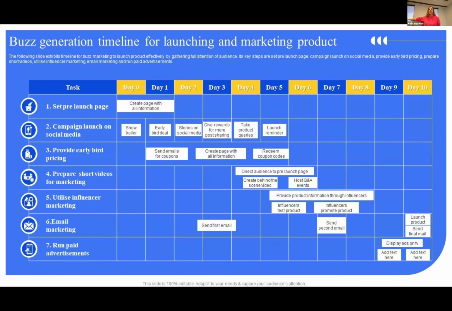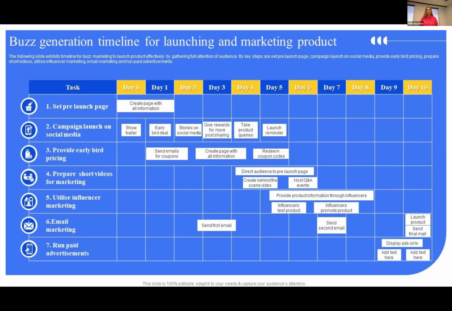Starting with the pre-launch page. That's where you create the hype. It's coming. Second task, campaign launch on social media. And there's a series of steps here, from a trailer, which would be like a mini video, an early deal where people get a lower entry price point, sharing on stories, offering maybe rewards for post sharing. Then you start to take product inquiries on day 4 and then remind people on day 5.